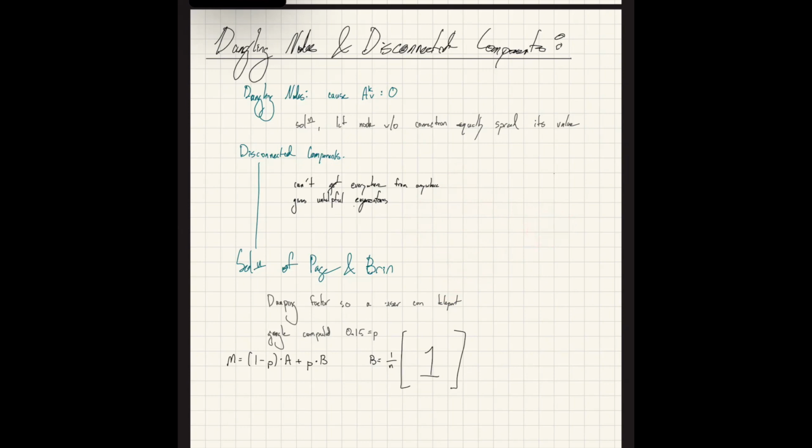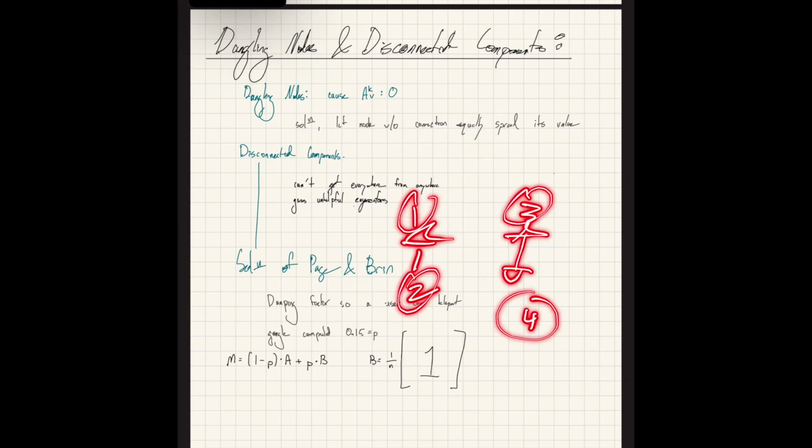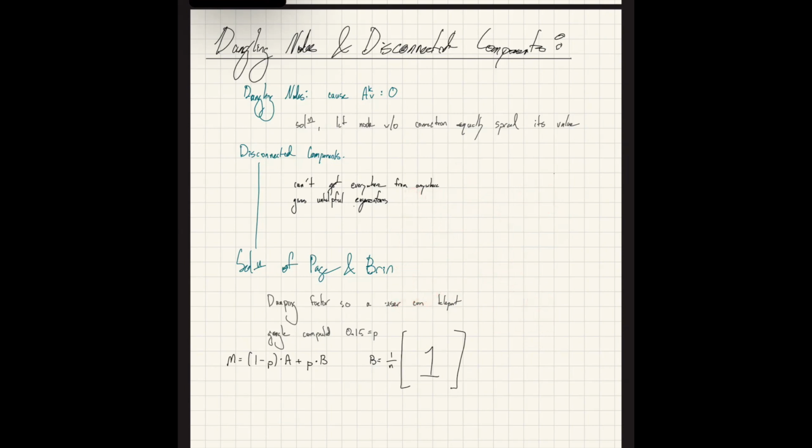That's no good. And a disconnected component is where if we have node 1, node 2, node 3, and node 4, with edges 1 to 2 and 3 to 4. And there's just no 1 to 3, or 2 to 3. So once you're at 1 and 2, you're stuck at 1 and 2. When you're at 3 and 4, you're stuck at 3 and 4.